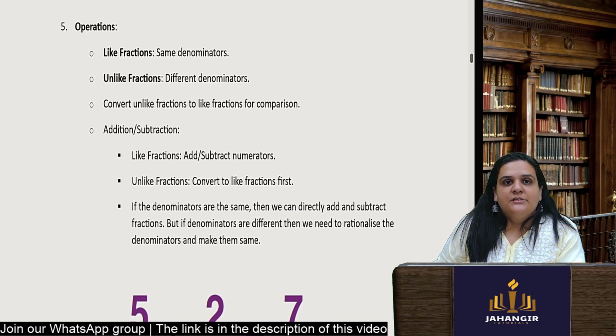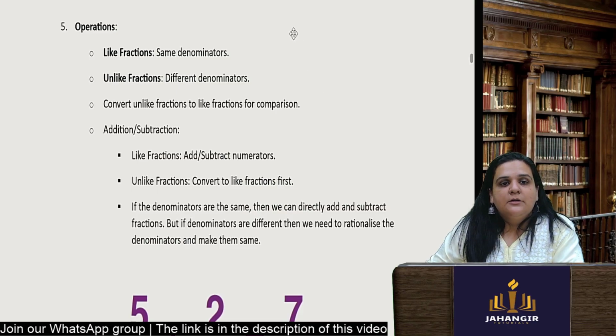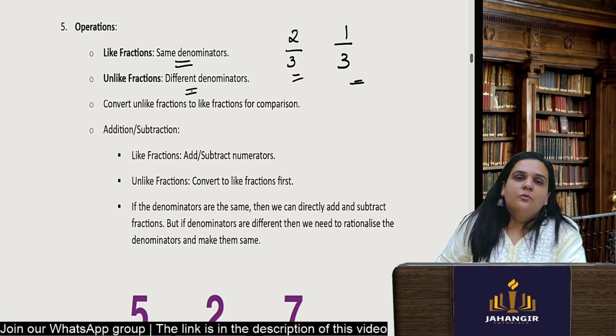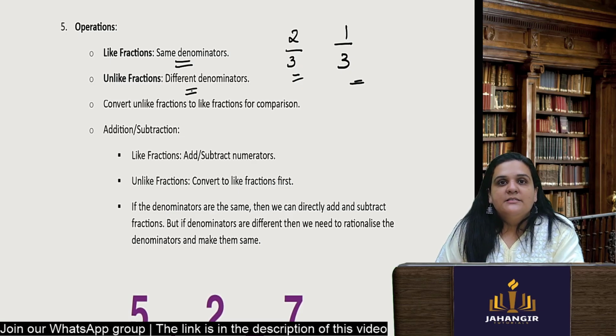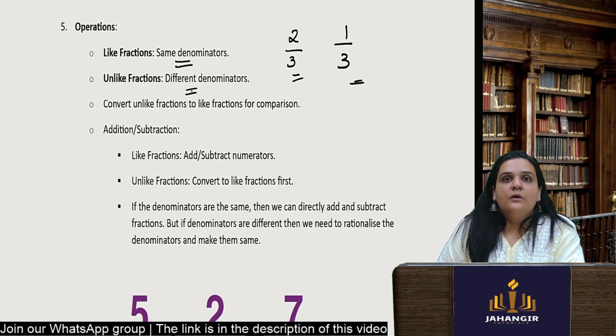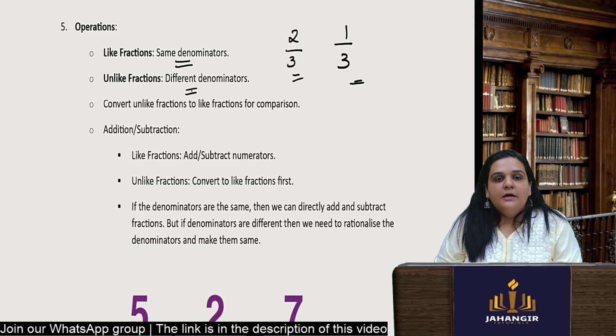So, operations. Like fractions mean what? If I say like fractions, 2 upon 3, 1 upon 3, they are like fractions, where the denominators are always the same. Different denominators are known as unlike fractions. Converting unlike fractions into like fractions for comparison is important. Okay, because addition, subtraction, etc. you can do only if you convert the unlike fractions into like fractions.